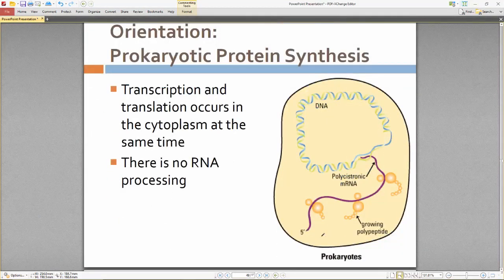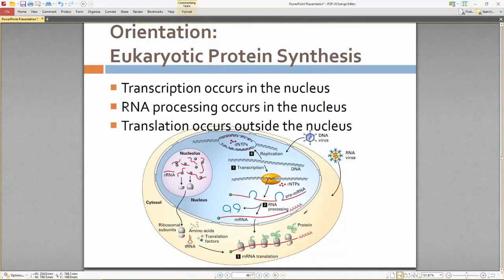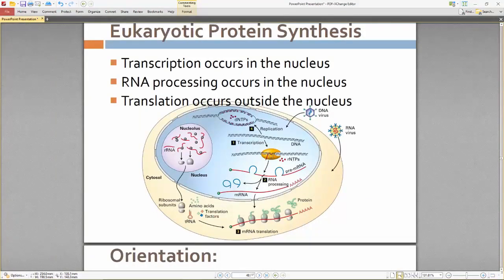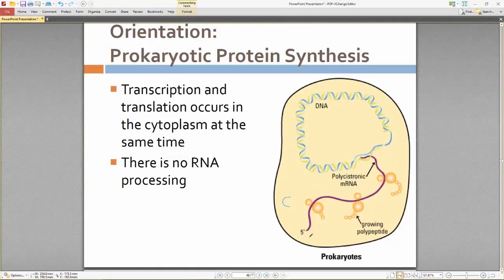Prokaryotes have it a little bit simpler. They don't have a nucleus, if I remember correctly. They just have a nucleoid region. Transcription and translation occur in the cytoplasm at the same time. There is no such thing as RNA processing for prokaryotes. So I'll go back, take a look over here, and take a look over here. Cool. So here, I think this entire thing is a nucleus, if I'm looking at it correctly, and everything outside is the cytoplasm. But here it's just the cell and the cytoplasm.